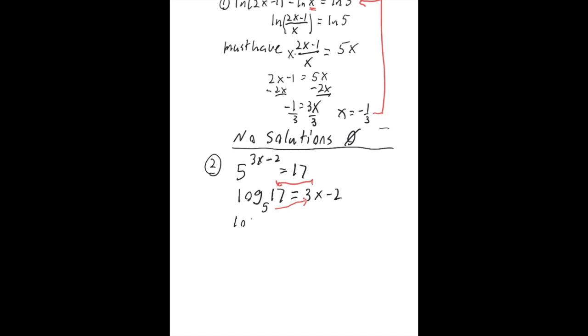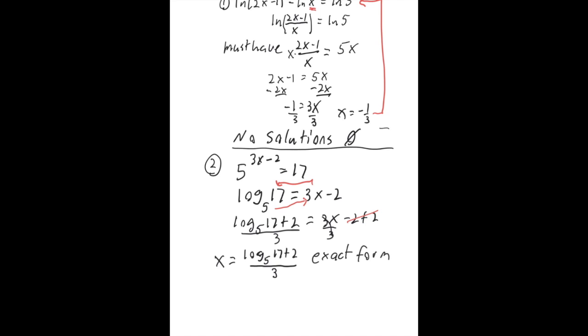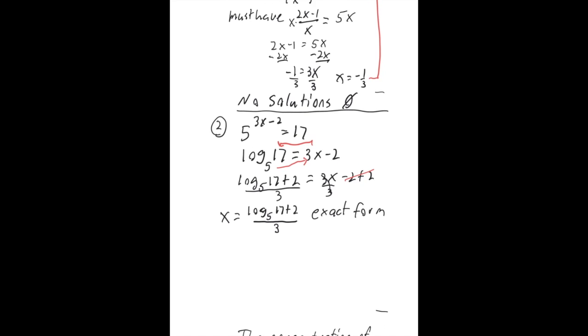Okay, so I'm going to add 2 to both sides. So I have 3x is log base 5 of 17 plus 2, and then I just have to divide by 3. Okay, so x is equal to (log base 5 of 17 plus 2) over 3. And this is what we call the exact form. And if you want to have a decimal approximation, you can plug the log part into your calculator.